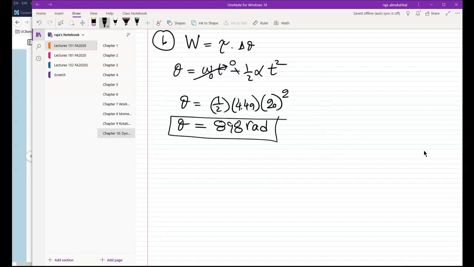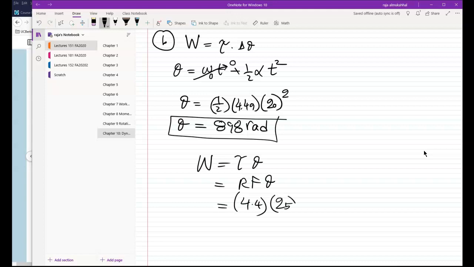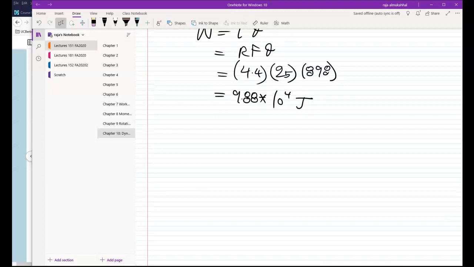And then he wants the work. Well, work is tau theta, and tau is what? It's RF, times theta, and we have everything. So it's going to be 4.4 times the force, 25, times theta. I just got it, 898, and then the work in this case would be 9.88 times 10 to the 4th joule, right? And then C, the last part.